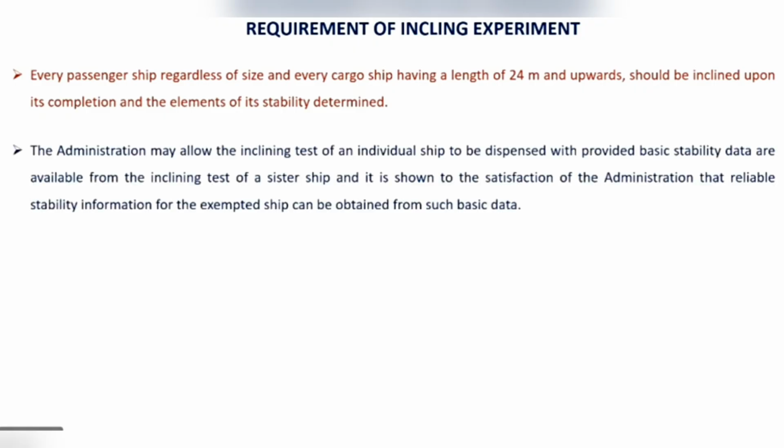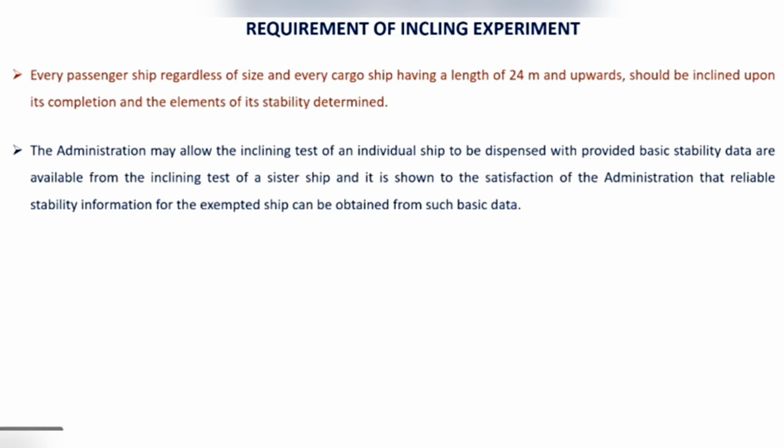The flag state may allow the inclining test of an individual ship to be dispensed with, provided basic stability data are available from an inclining experiment of a sister ship, and it is shown to the satisfaction of the administration that reliable stability information of the exempted ship can be obtained from the data of such a sister ship, which will be referred to as the lead ship. What is he saying? The shipyard is making sister ships one after the other, practically the same ships being churned out one after the other.